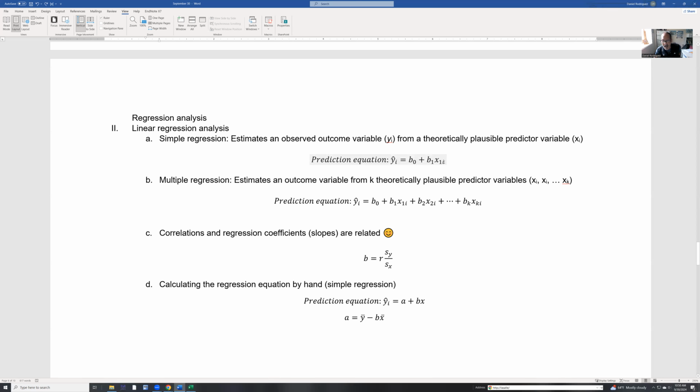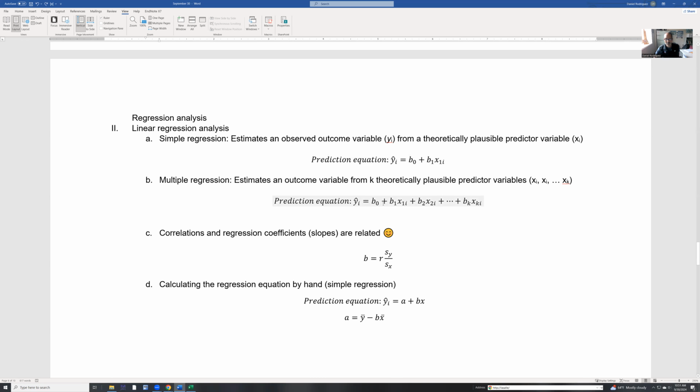Notice also that there's an i behind the x and there's an i behind the y. So this means this is an individual's outcome. This is an individual's prediction. This is the predicted outcome for the individual, and this is the individual score on the predictor variable, or whatever the variable I'm using is. So I'm trying to predict something from something else, basically.